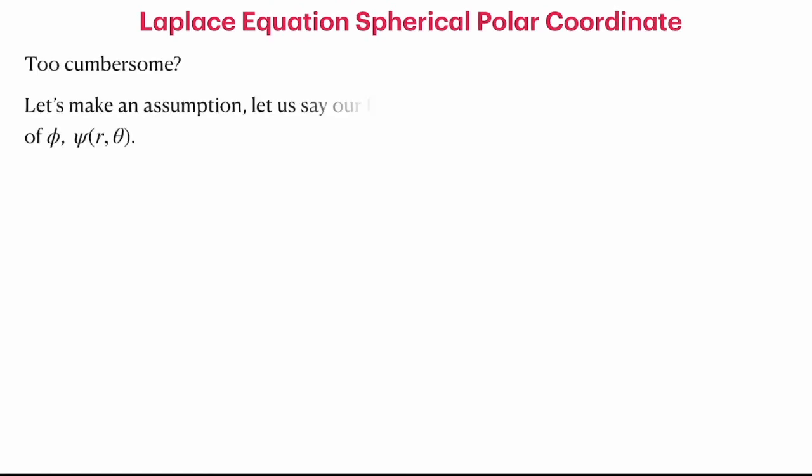All this looks somewhat cumbersome. For going any further, let's make an assumption in order to simplify. Let us assume our system is azimuthally symmetric. That means that our solution psi does not depend on phi. So it depends only on the function of r and theta. Such a physical system we call the azimuthally or axially symmetric system. So it's also quite important in physics.